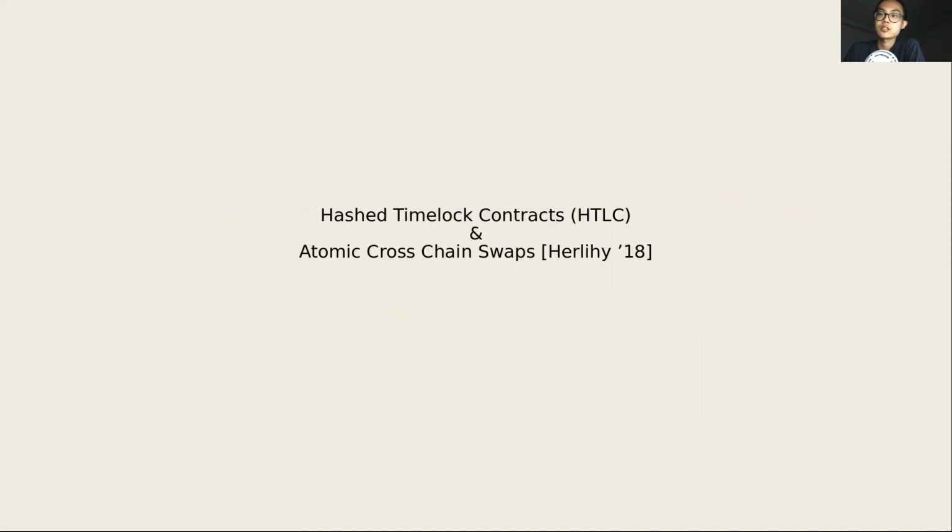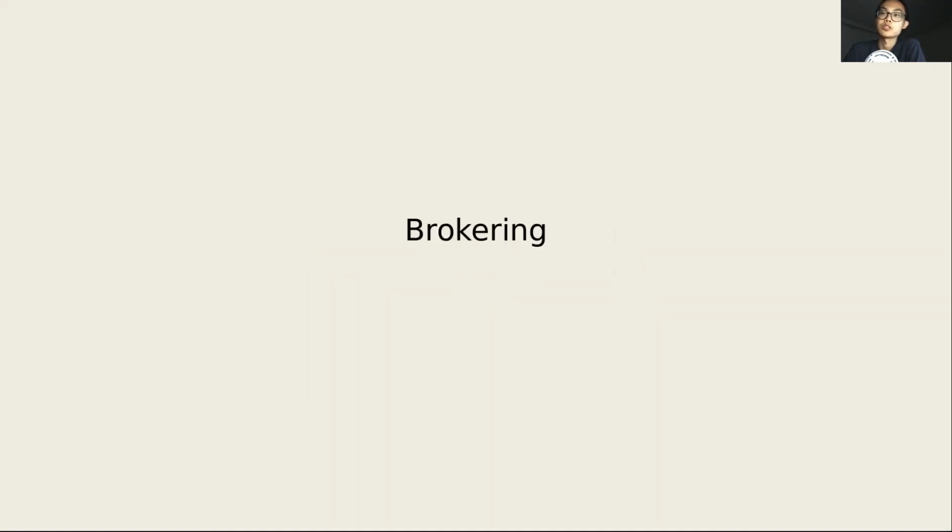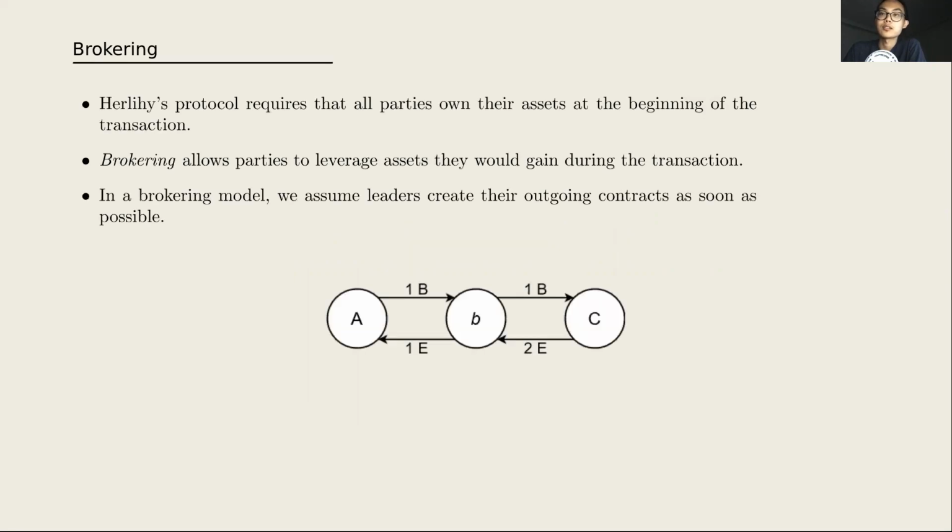So HTLCs are a type of smart contract, and in 2018, Herlihy described a protocol that utilizes HTLCs to exchange assets between different blockchains in an atomic manner. So we'll be considering these things in the context of brokering. Brokering is allowing parties to leverage assets that they would gain during the transaction, whereas Herlihy's original protocol required that all parties own all of their assets at the beginning of the transaction.